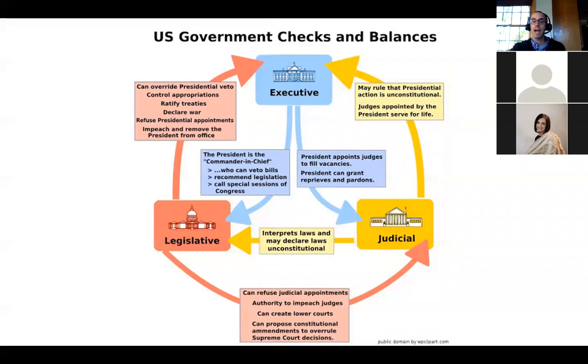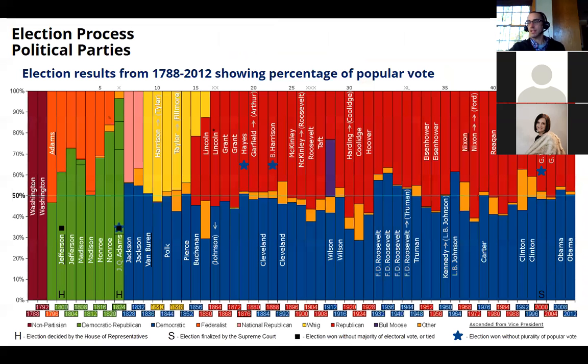Okay. Any questions on the three branches of government and the checks and balances and stuff? No? Okay. Let's look at this. Okay, now Nadia, this is new to you. So let's see if we can make sense of this.